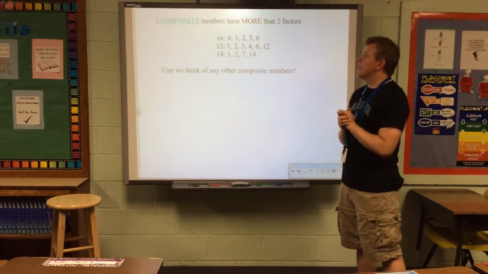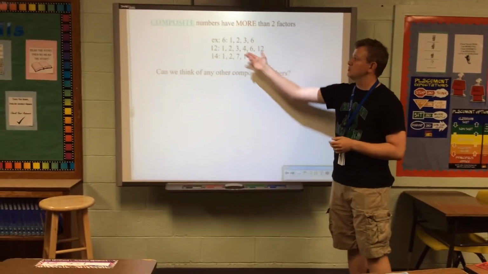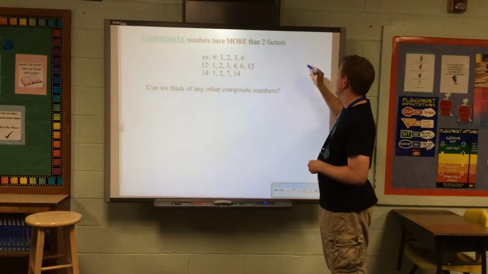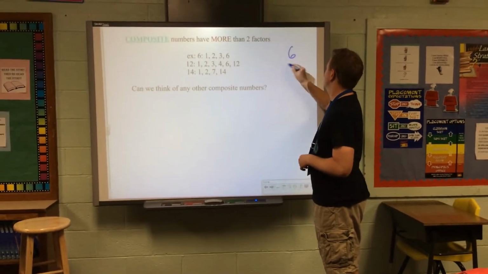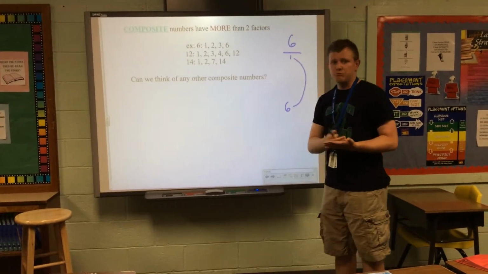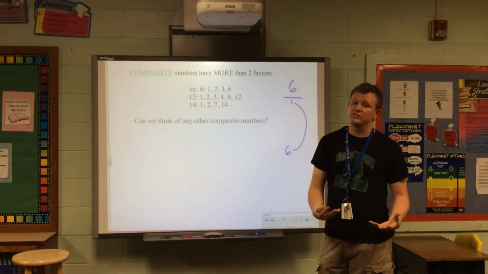Composite numbers have more than 2 factors. I wrote down some examples: 6, 12, 14. All right? Let's do one just for the heck of it here, okay? 6. Well, if I start at 1 and 6, it's at least a prime number because it obviously has that, but let's see if it's a composite number, which has more than 2 factors.